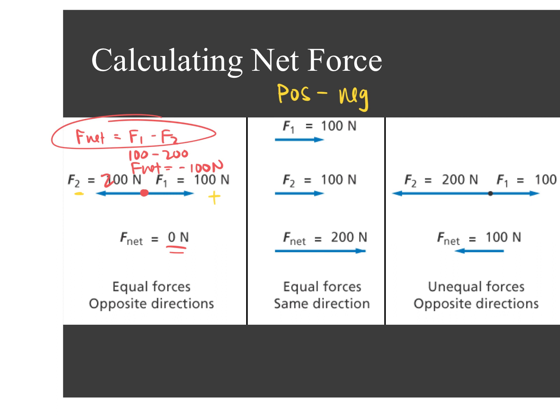Right, but what about answering the problem when they ask us what F2 is? Yeah, you could say 200 newtons west, or you could say negative 200. Either is fine. Because remember, the negative is not a numerical value. It's directional.